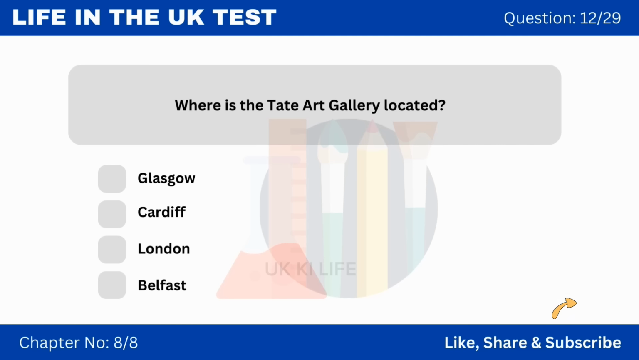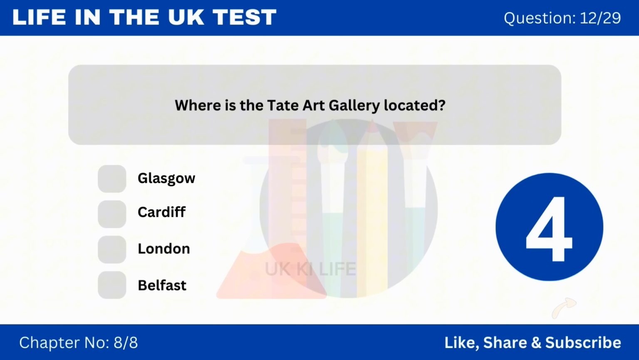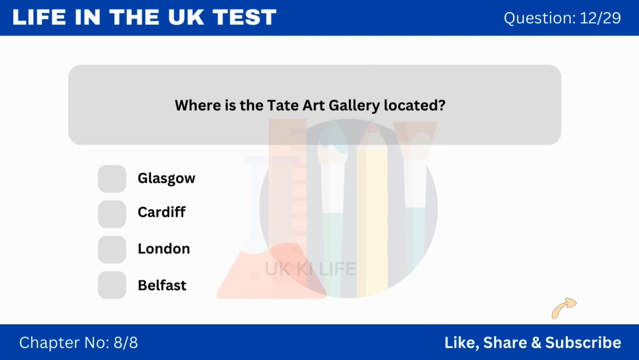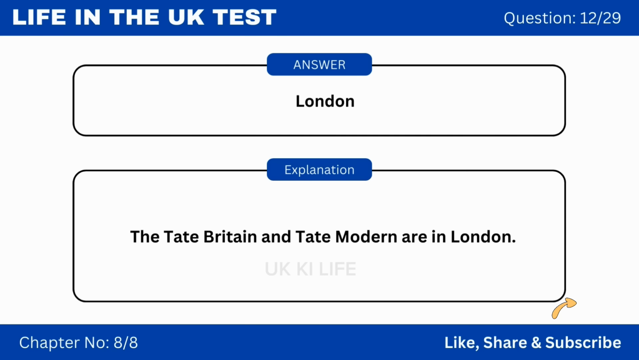Question 12. Where is the Tate Art Gallery located? Glasgow, Cardiff, London, Belfast. The correct option is C. Explanation. The Tate Britain and Tate Modern are in London.